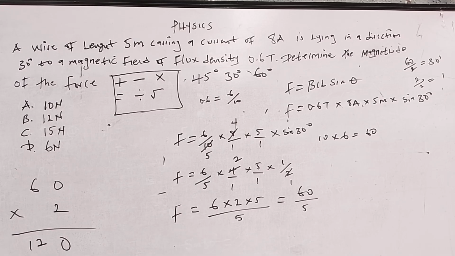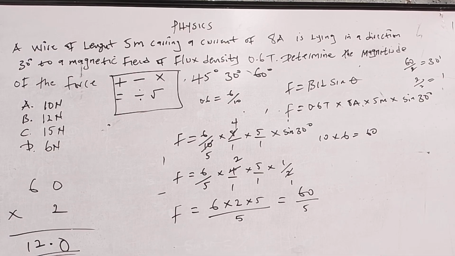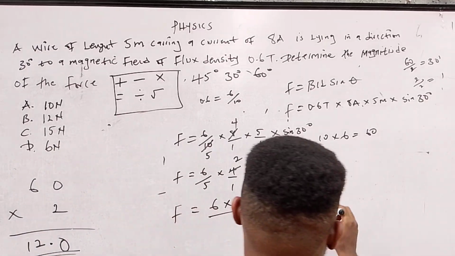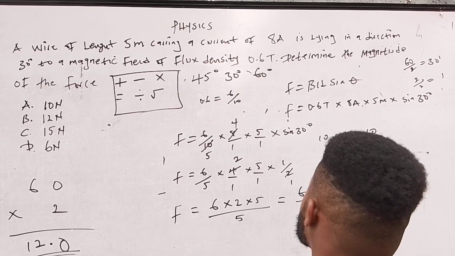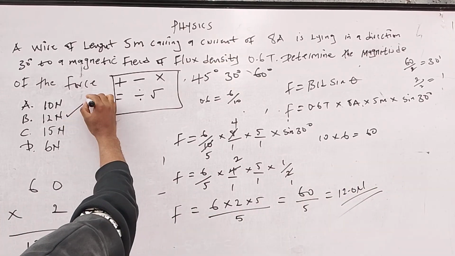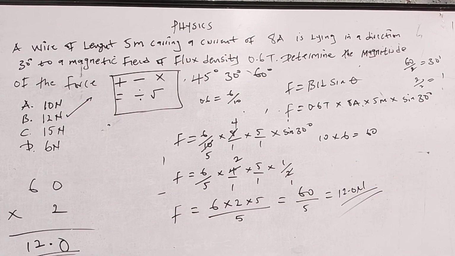So from your right hand side, after your first digit, you introduce your point. Since 0 is my first digit here, from my right hand side, I'll put my point here. So my answer is 12.0 Newtons. So F is equal to 12.0 Newtons. Which of the options? Option B is very correct.